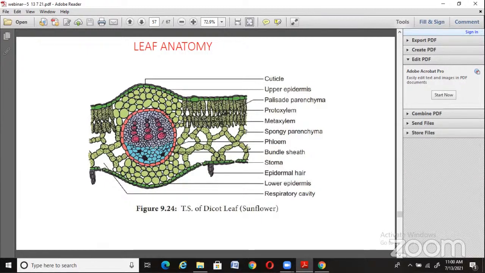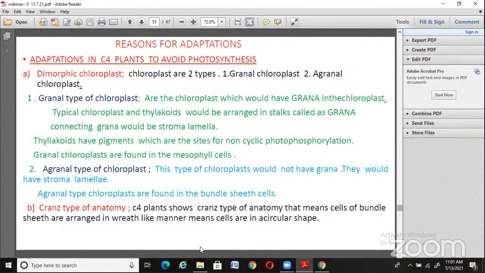This vascular tissue is surrounded by a layer one cell thick, and this layer is called the bundle sheath. In these bundle sheath cells, you'll find agranal chloroplasts. Agranal chloroplasts are found in the bundle sheath cells of a leaf.